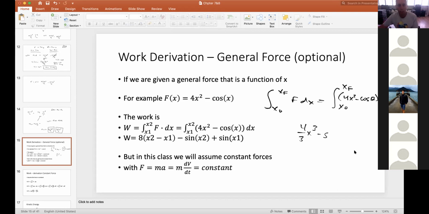Yeah, I see what it, sorry. It's minus sine of x, and then going from whatever x1 is to x2, or x initial to x final, is what I did here. That would be all you'd have to do. It's not hard if you have a general force. And then remember that this integral is still going to be equal to m v final squared over 2 minus m v initial squared over 2.